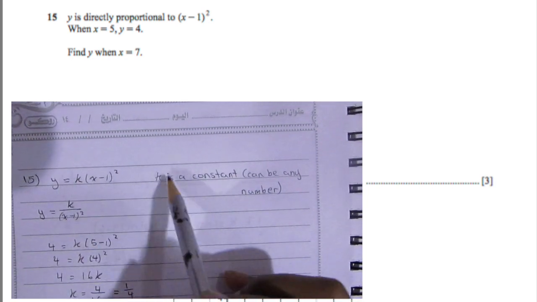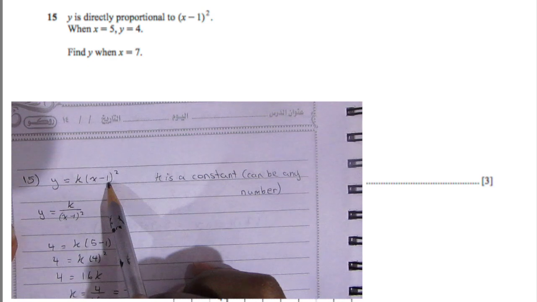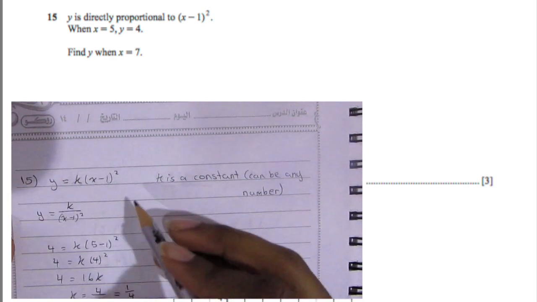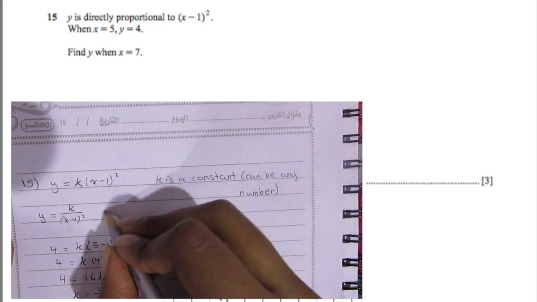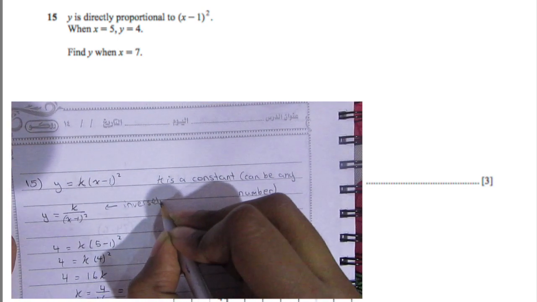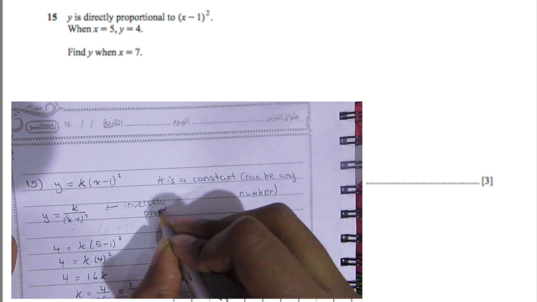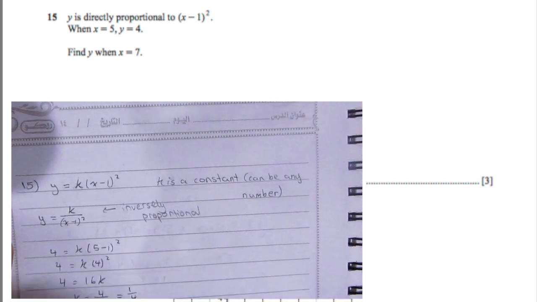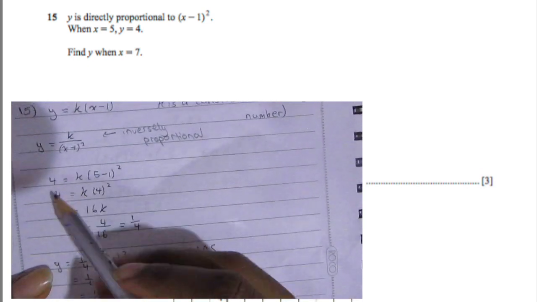Alright, so question 15. Y is directly proportional to x minus 1, all of it squared. So you're going to place a k or basically any letter, because that's going to be a constant that we're going to find later. But when they say it's inversely proportional, then it's going to be k or a or whatever it may be over what they told you. In this case, it would be x minus 1 squared. But since it's directly proportional, we're going to use the first part.